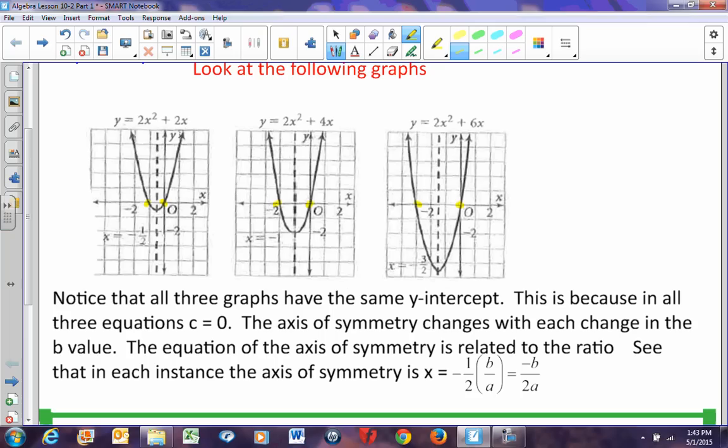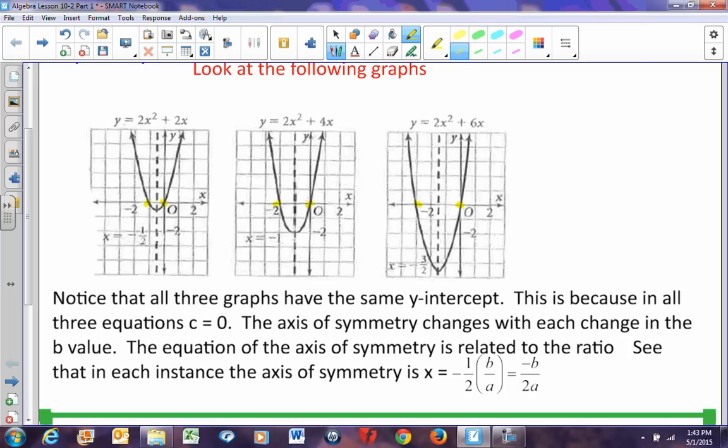So when we look at this, we can clearly see that it doesn't change the way the graph is looking. What we do notice, though, is the line of symmetry changes. Asymptote is a term we use in Algebra 2. Our line of symmetry, our axis of symmetry, may move. In all three equations, c is 0. We don't have a c term. The axis of symmetry changes with each change in the b value.